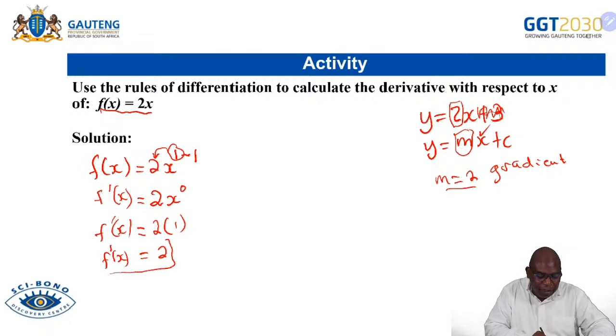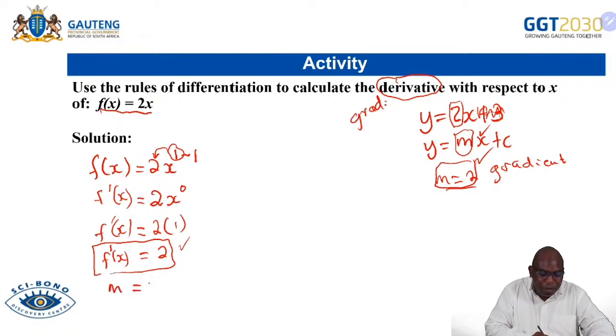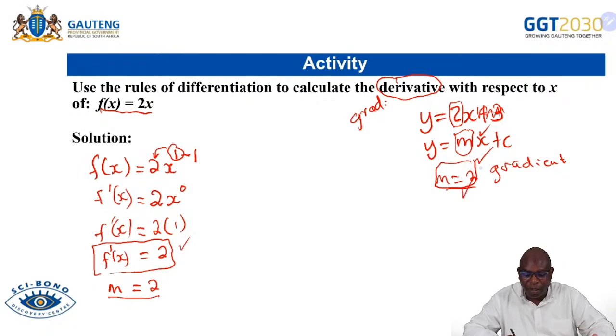Now, if we look at this and at that, what do you see? Same numbers. So what can we conclude? That the word derivative is nothing else but the gradient. In other words, when we say derive, we're calculating the gradient. The gradient of this line was 2, and the derivative of that line is 2. So I can immediately write m equals 2, and that will be my gradient. Derivative means gradient, so what we are doing here is just calculating the gradient.